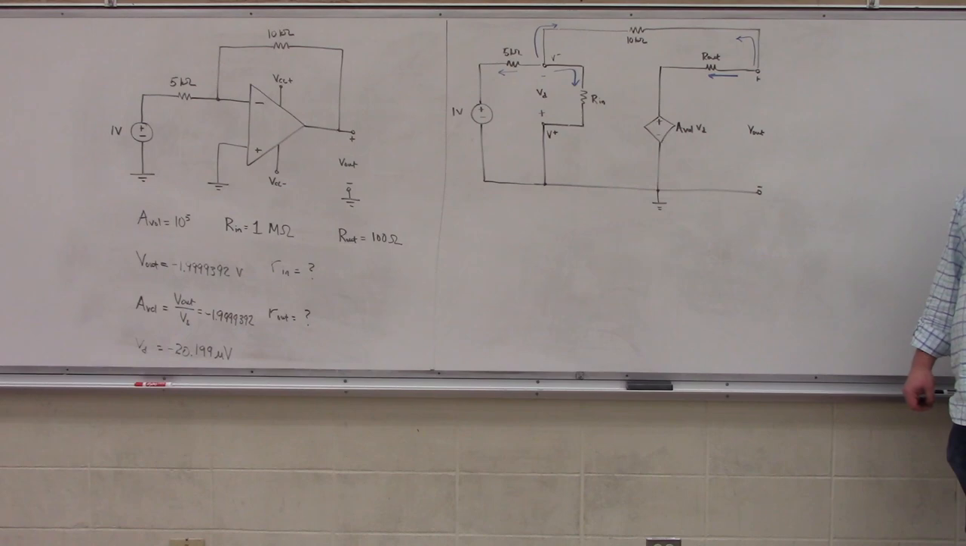So I still need to solve for the input resistance as seen by my 1 volt source and the output resistance seen looking in through the output terminals of the operational amplifier circuit. So let's talk about how we're going to do that.